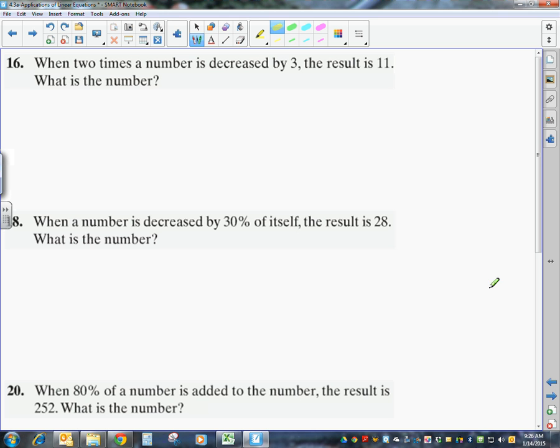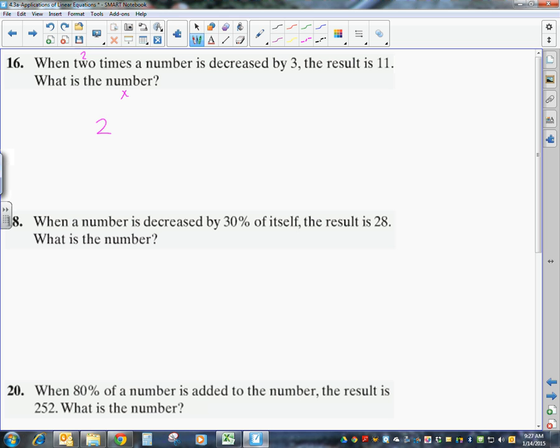Okay, now, most of what you're going to be doing is just some simple work with numbers, because this is a basic step before you go into some harder word problems. So, look at this. When 2 times the number is decreased by 3, the result is 11. Okay? So when I say translate, I'm talking literally translate. When I say what's the number, that's what my x is going to be. But we write 2.